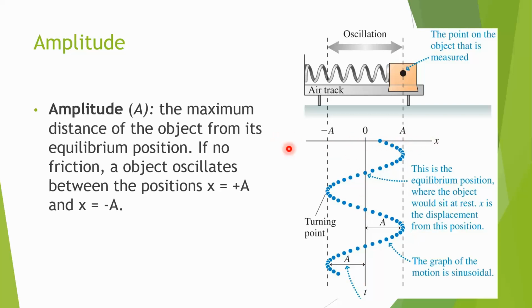It's along this axis. Its largest distance that we stretch it to is called A, or amplitude. Amplitude is the maximum distance of the object from its equilibrium position. If there's no friction, the object will oscillate from A to negative A to A to negative A. And if you could see it over time, the graph of its position would look like this. It goes to A, goes to negative A, goes to positive A, goes to negative A. This is where it's crossing the 0 in the middle. And this graph we're going to be using a lot for simple harmonic motion.